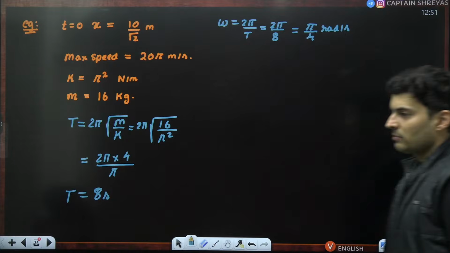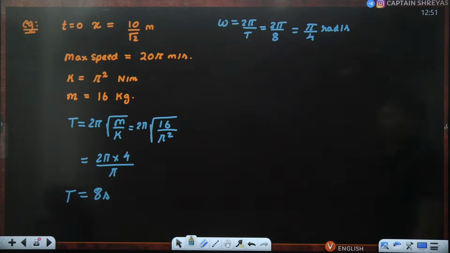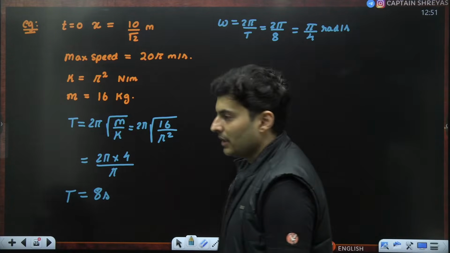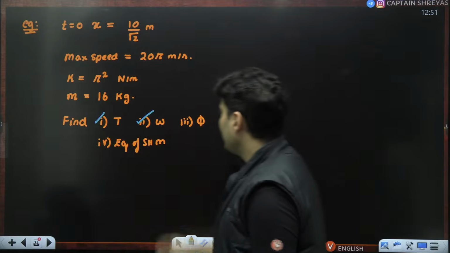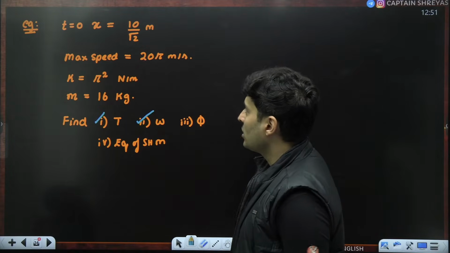Is this clear till this point, everyone? Okay, just from the values of m and k, nothing else. Now the next part is find phi, also the equation of SHM.